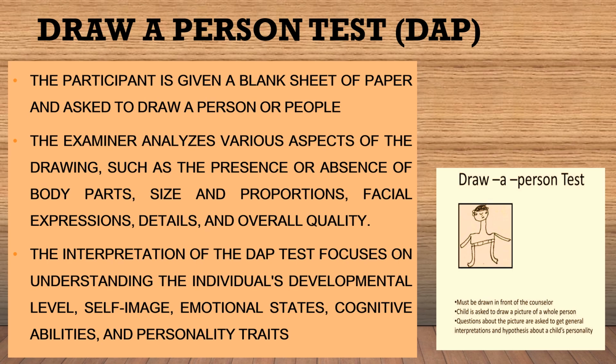Once the drawing is completed, the examiner analyzes various aspects of the drawing, such as the presence or absence of body parts, size and proportions, facial expressions, details, and overall quality. The interpretation of the DAP test focuses on understanding the individual's developmental level, self-image, emotional states, cognitive abilities, and personality traits.